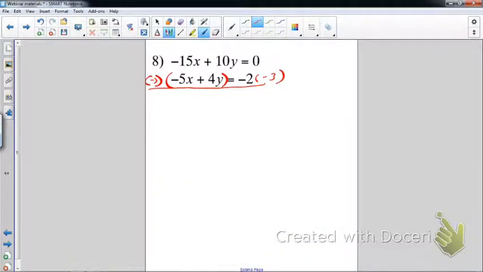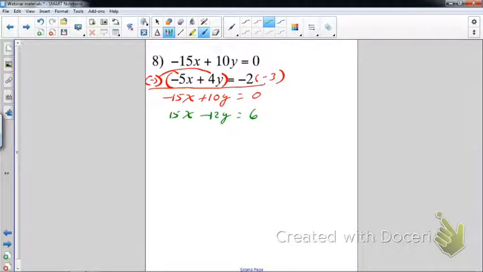I'm going to leave the first equation alone because I didn't touch it. So I have negative 15x plus 10y that is equal to 0. And now I use the distributive property here just to be able to get rid of the number in the front, and I have positive 15x minus 12y that is equal to positive 6, because it's a negative times a negative. Okay?